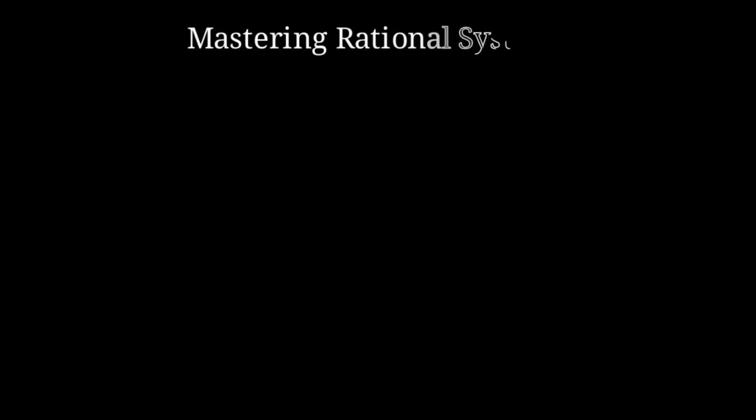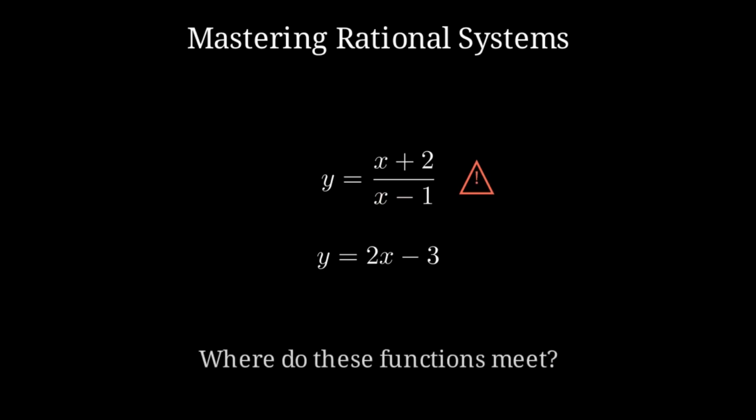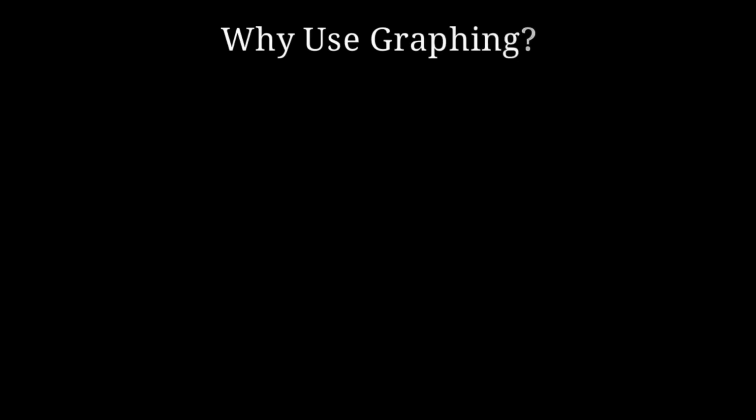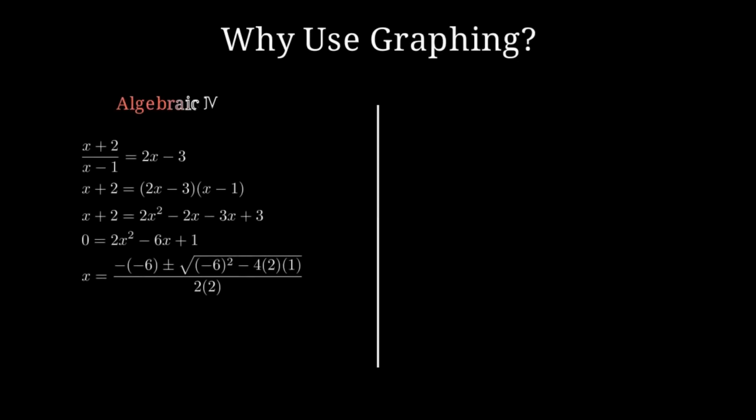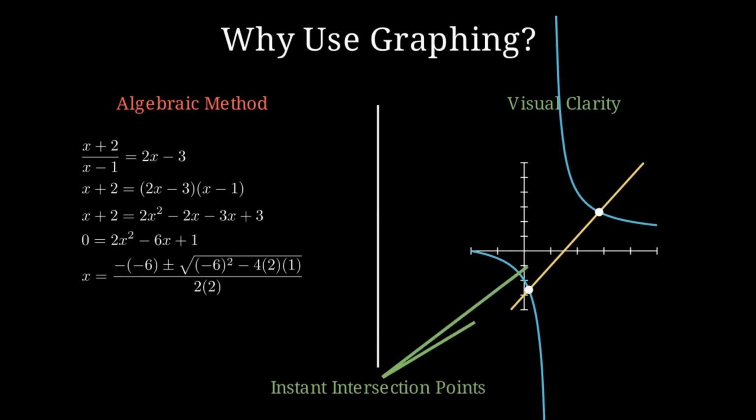Solving systems of rational equations algebraically can be time-consuming and prone to errors. Today, we will explore how to use the Desmos graphing calculator to find precise solutions quickly and visualize the behavior of these functions. Graphing allows us to see the entire landscape of the functions. Instead of solving complex polynomials, we can identify points of intersection, vertical asymptotes, and holes instantly, ensuring we don't miss any valid solutions or extraneous roots.